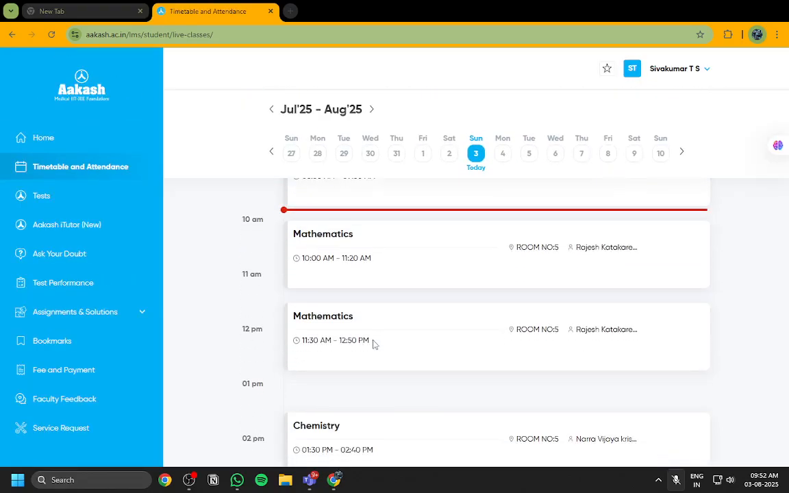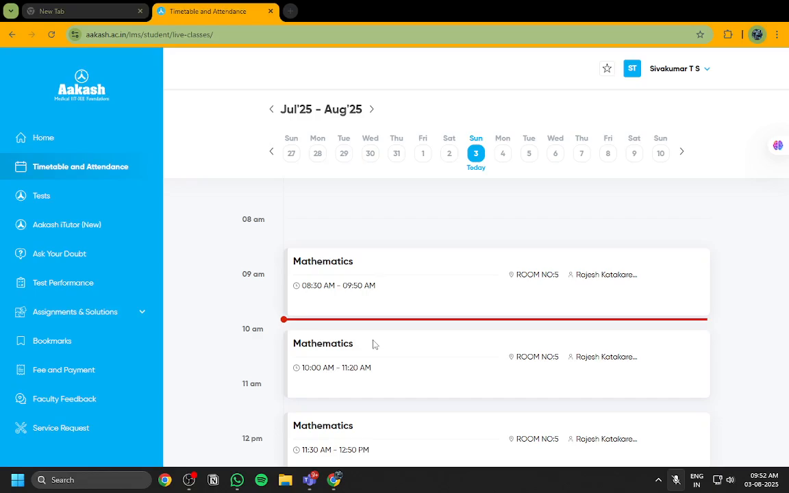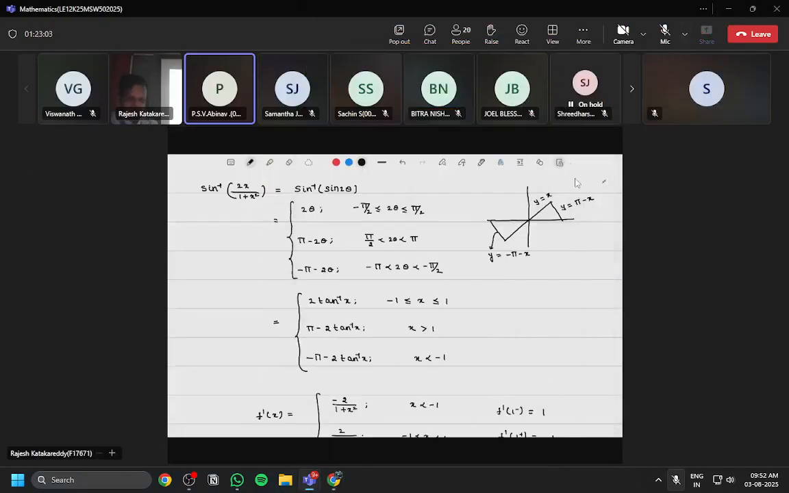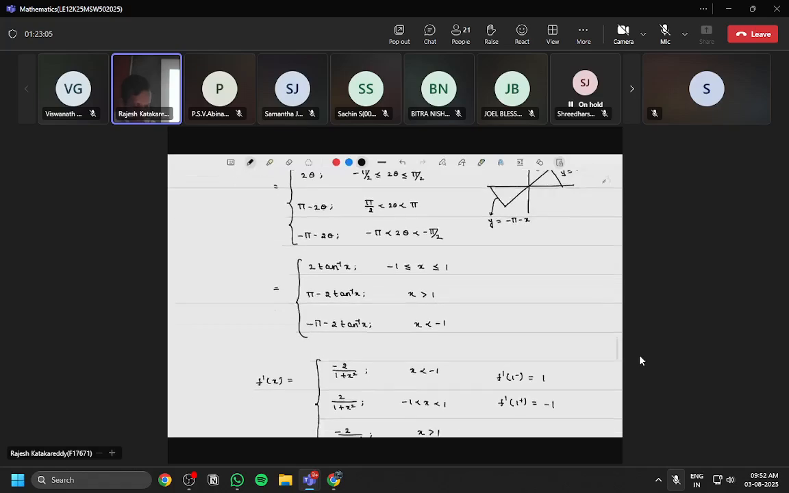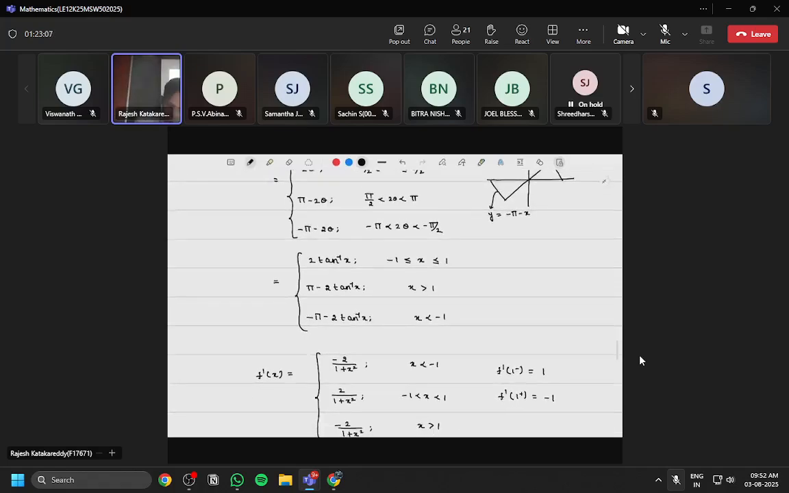Sir, can you explain that step where we wrote f dash of x is equal to -2 by 1 plus x square, sir? Listen, Abhinav, what I did is, first of all, I differentiated this function. Derivative of this function is -2 by 1 plus x square. Next, I differentiated this function. And at last, I differentiated this. Tan inverse x derivative I have taken and I differentiate. Okay, sir.